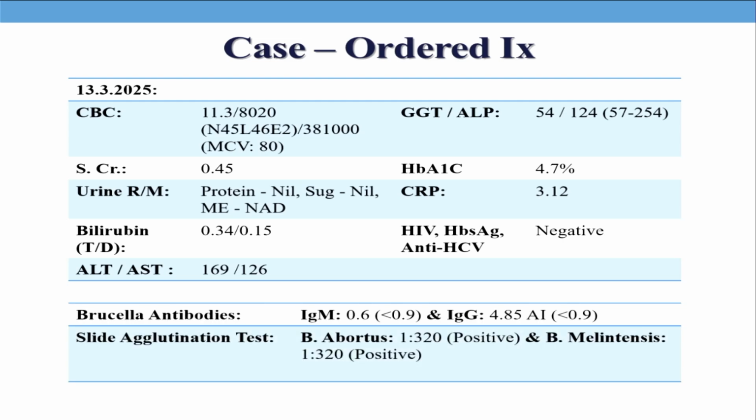Her Brucella antibody was sent because in such cases, with prolonged symptoms, either TB or brucellosis comes to mind. If it is very sudden, severe, acute, then we have to think of other bacterial infection also. IgM was negative, IgG was strongly positive, and slide agglutination was strongly positive. Usually in an endemic area, 1:320 is positive. In a non-endemic area, 1:160 is significantly positive.